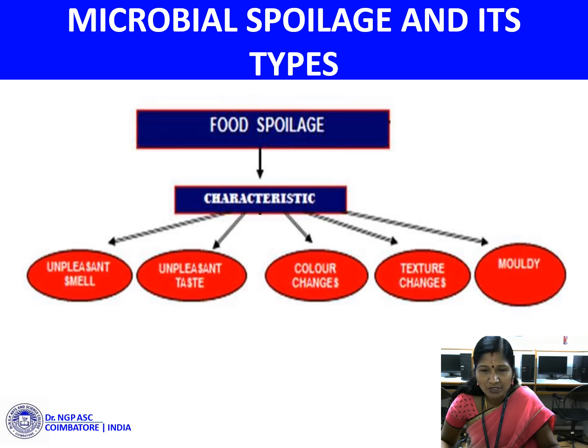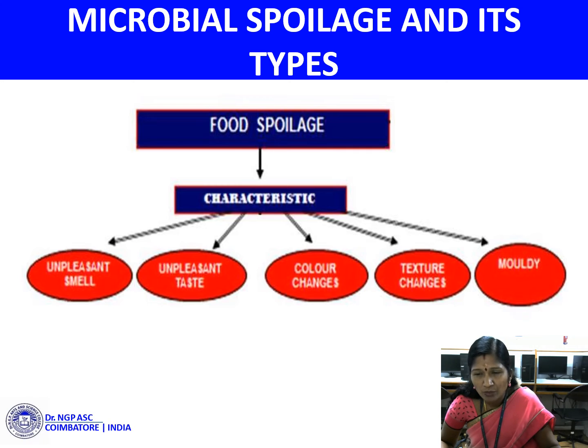And the second characteristic is unpleasant taste. So the taste is the next characteristic which comes after unpleasant smell. The very first one is unpleasant smell, followed by unpleasant taste. And the next one is color changes. There will be certain color changes from the normal or natural food color. And the fourth one is texture changes. It becomes a very abnormal texture compared to the usual one, the food prepared normally.